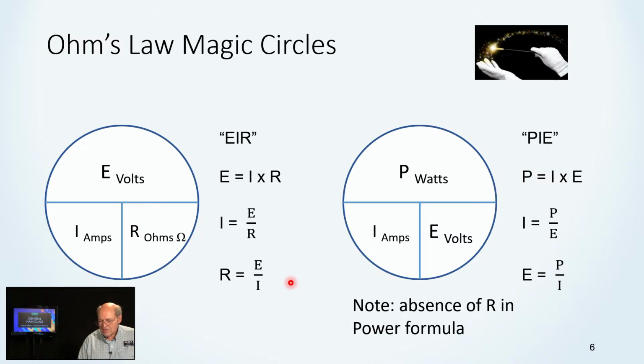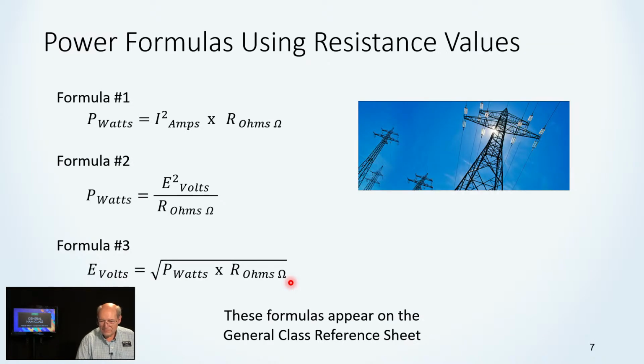But notice the absence of R in the power formulas. Those are the three formulas that are new in the general class material. And these are the three formulas. These are on your general class reference sheet. Power, or formula 1, watts, or power equals I squared R. And on down the list here.